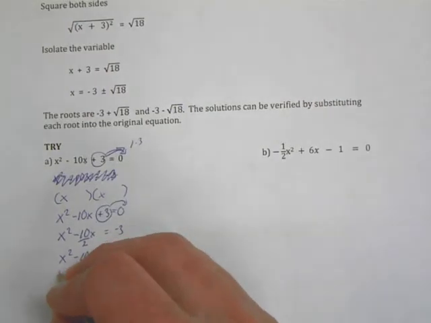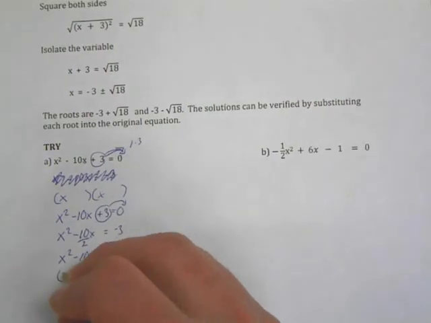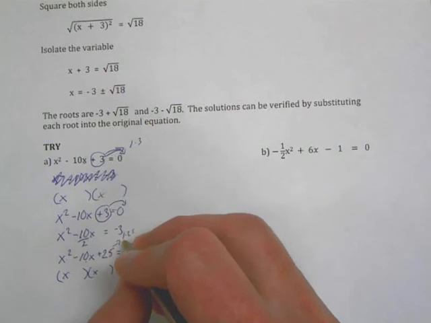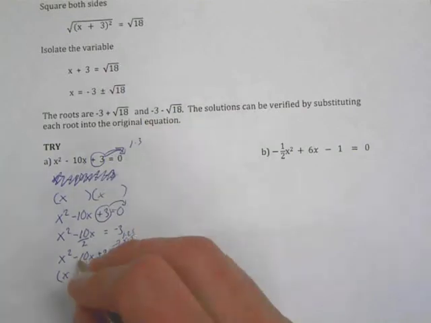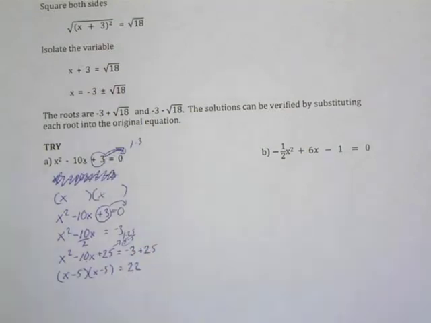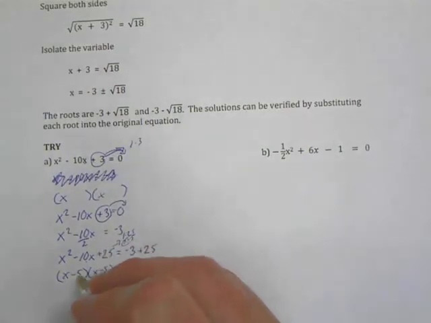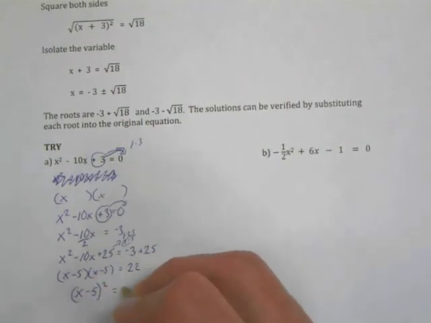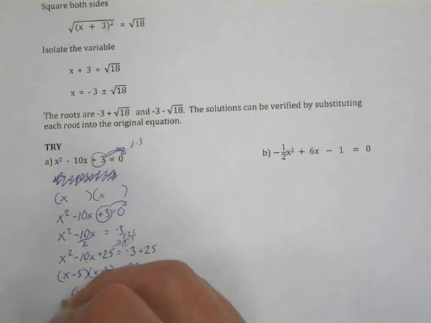Factor this now. X and an X. Numbers give me 25, or 1 times 25, and 5 times 5. Out of those, what will give me 10? The 5 and 5. Negative 5, minus 5, and over here I get 22. These are the same, so I rewrite them down as once. Squaring them is equal to 22.